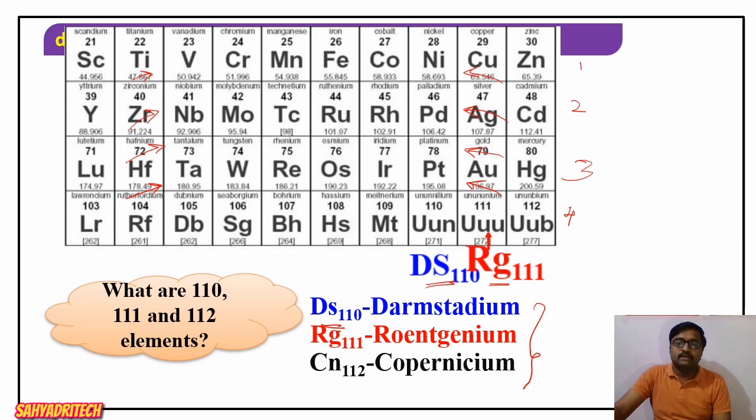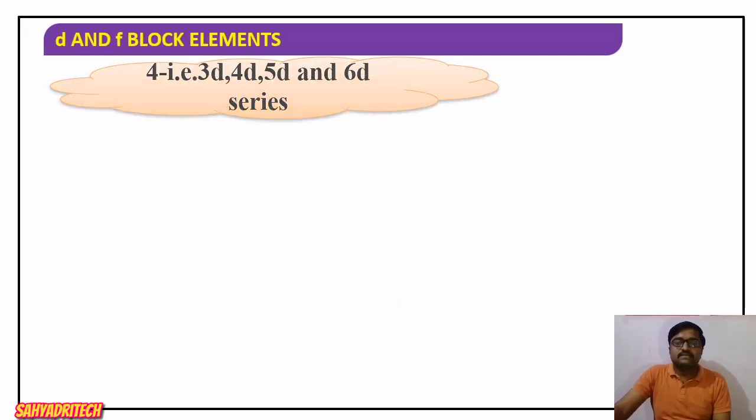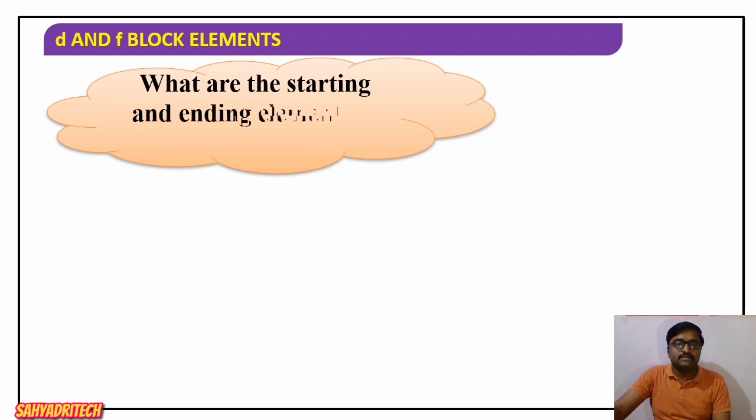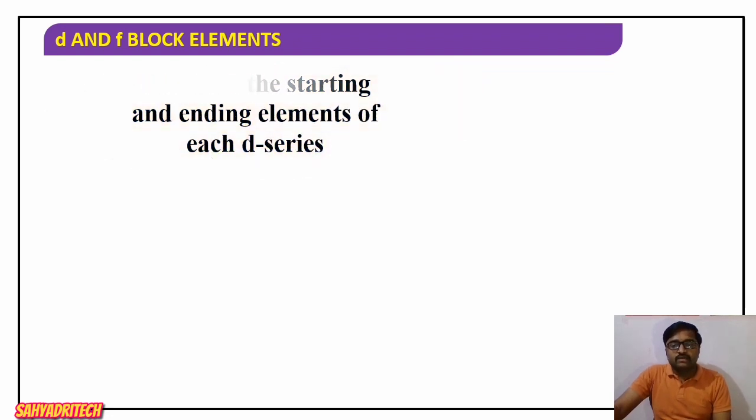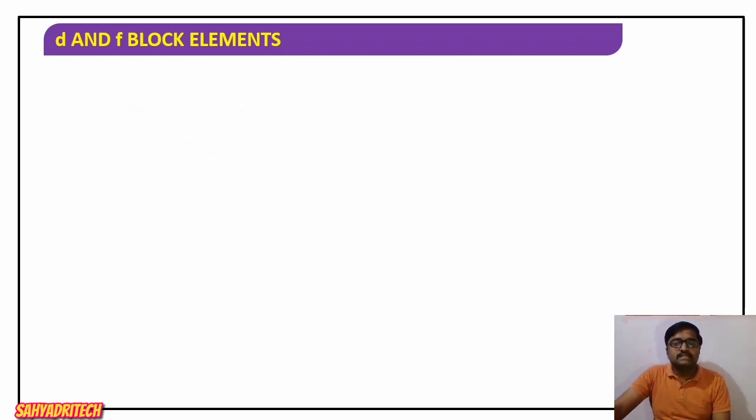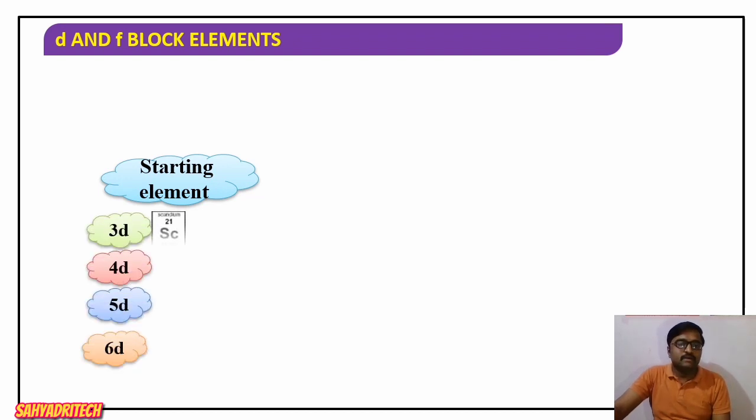Now how many series are present? As I said, there are 4 series, and they are considered as the 3d, 4d, 5d and 6d series. Now we consider the starting element and ending element of each series. For the 3d series, the starting element is scandium. For 4d it is yttrium, atomic number 39, for 5d lanthanum 57, and for 6d actinium, that is 89.